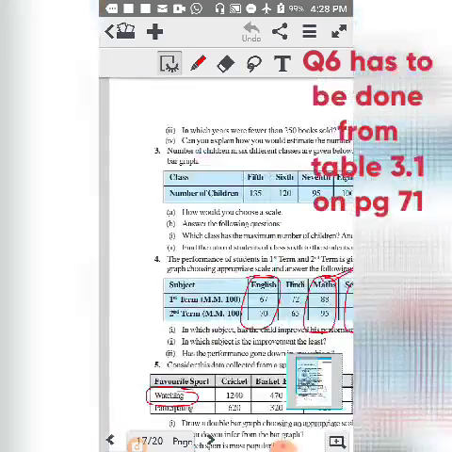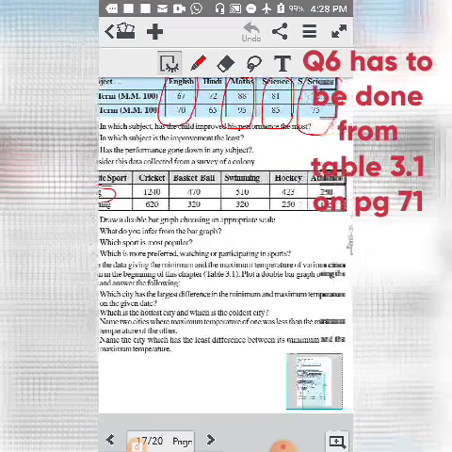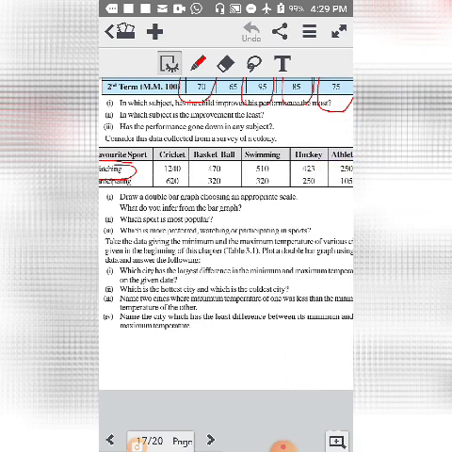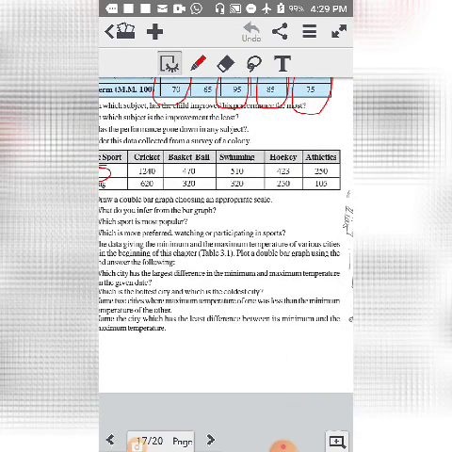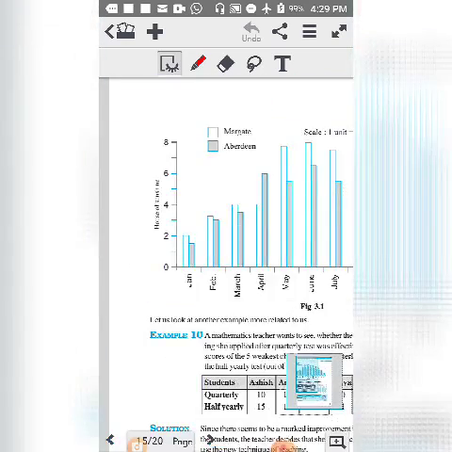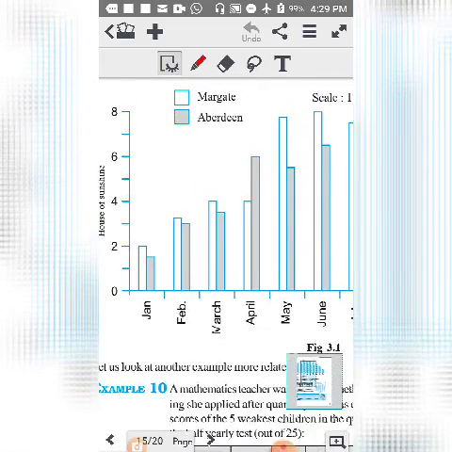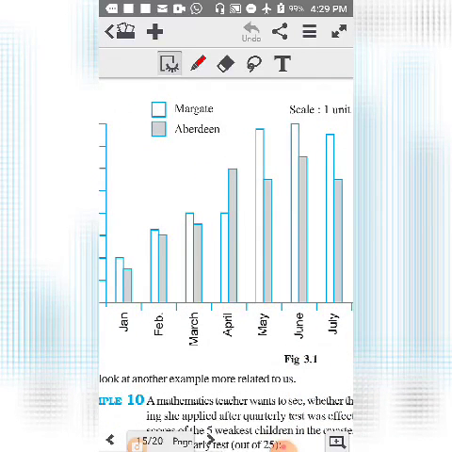They have asked which city has the largest difference. It is simple, you will read from the graph and tell which city has the larger difference between the minimum and maximum temperature, and which two cities where the maximum temperature of one was less than the minimum temperature of the other. The maximum and minimum temperatures are shown together. Maximum temperatures are day temperatures, minimum are lower temperatures.